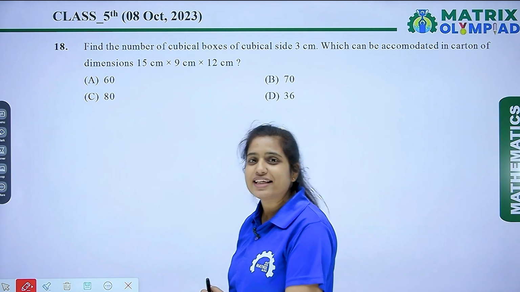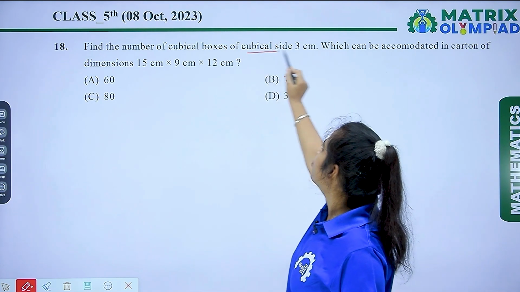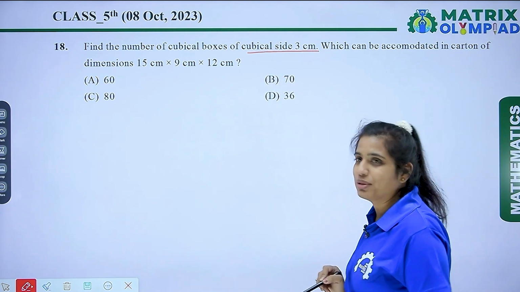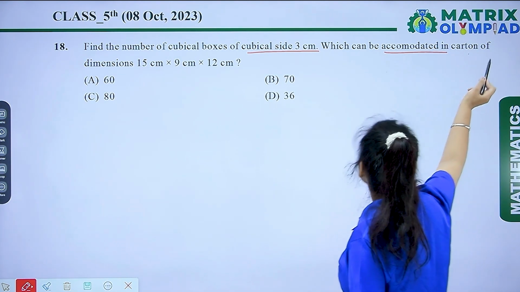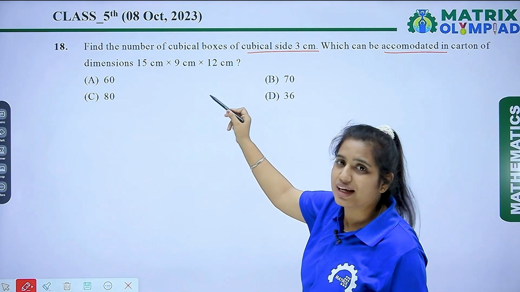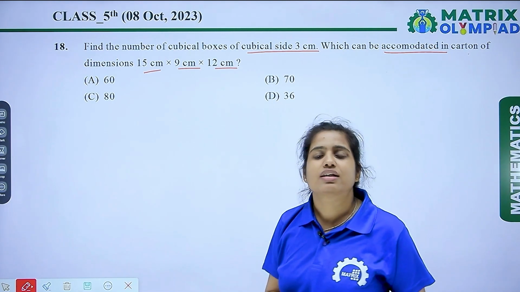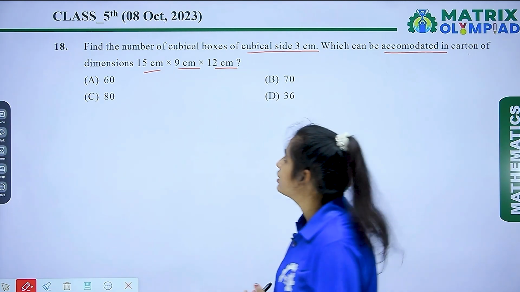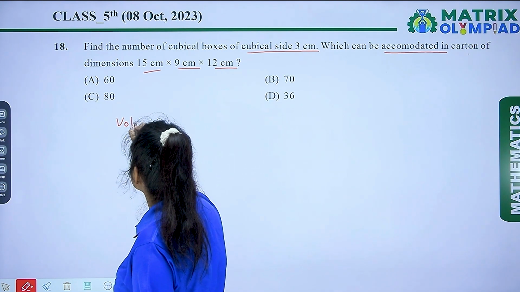And question number 18 says that find the number of cubical boxes of cubical side 3 centimeter, which can be accommodated in a carton of dimensions 15 centimeter multiplied by 9 centimeter and 12 centimeter. So these three are the dimensions of a cuboidal box. Now here, let's find out the volume first.